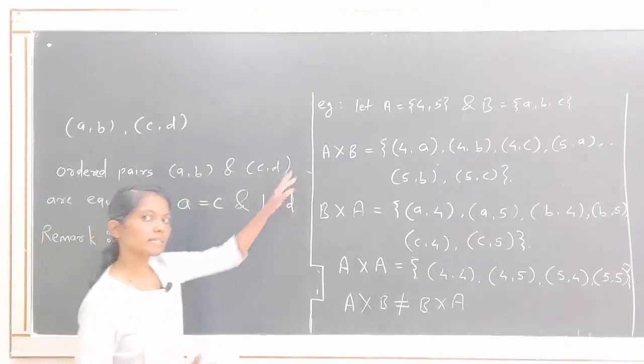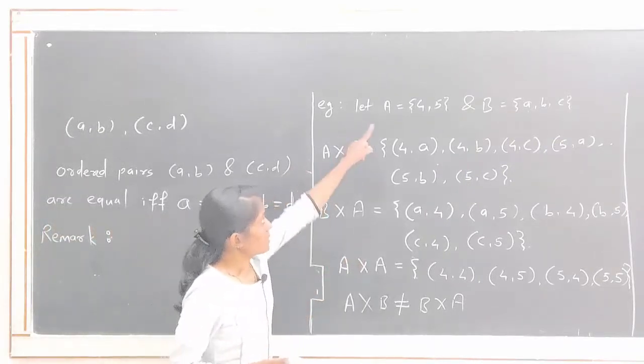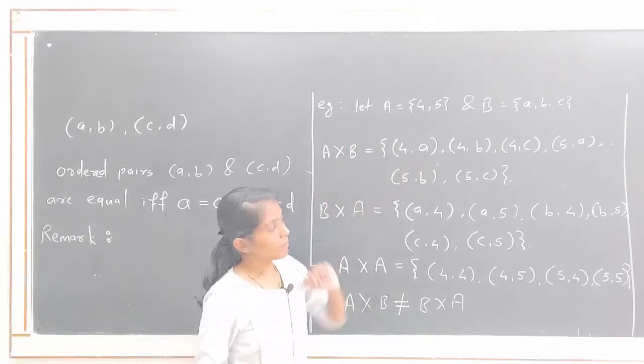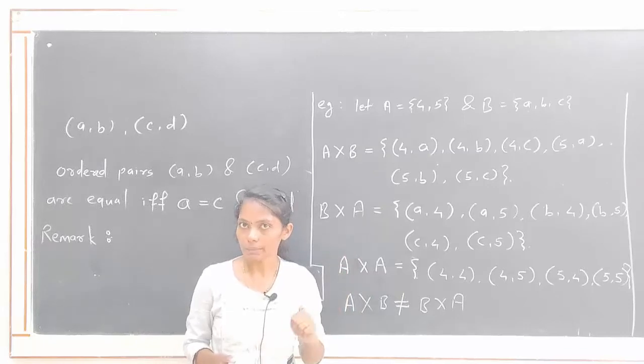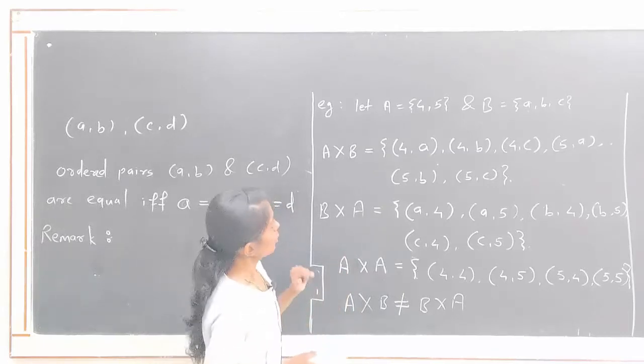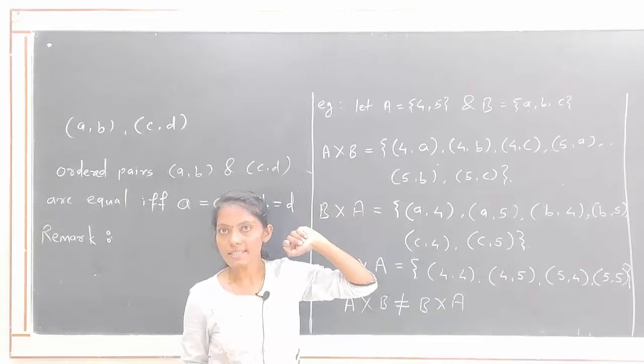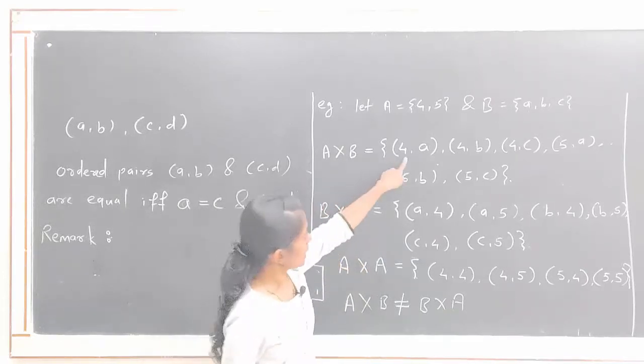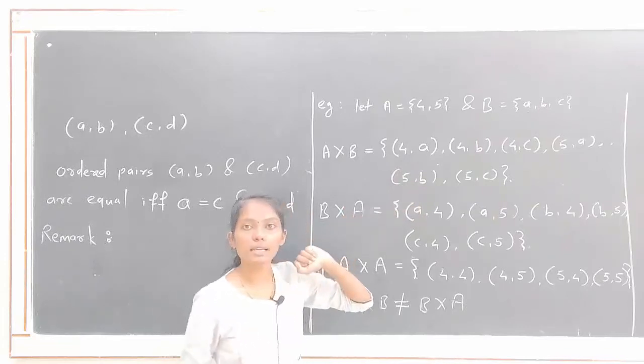So observe this example here. Set A contains 2 elements. Set B contains 3 elements. Okay. So here 2 into 3 is 6. Now count the elements of A cross B. A cross B contains 6 elements.